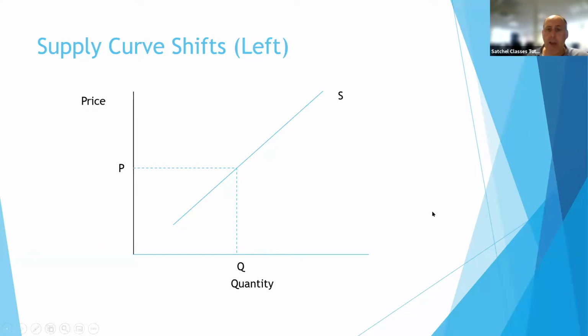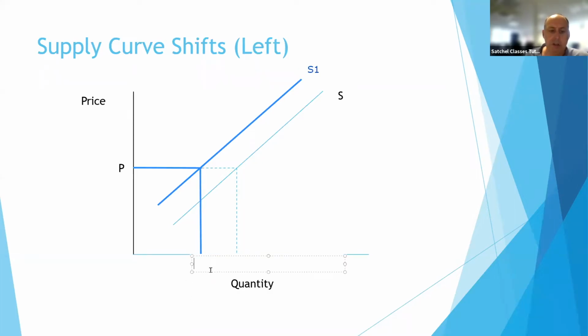Now, shift to the left, as we said before, could be because we've got some kind of natural disaster happening. So we'll shift to the right, shift to the left, sorry. Price remains the same. So our line goes from there to there. And it's just the quantity produced changes. So it could be flooding.